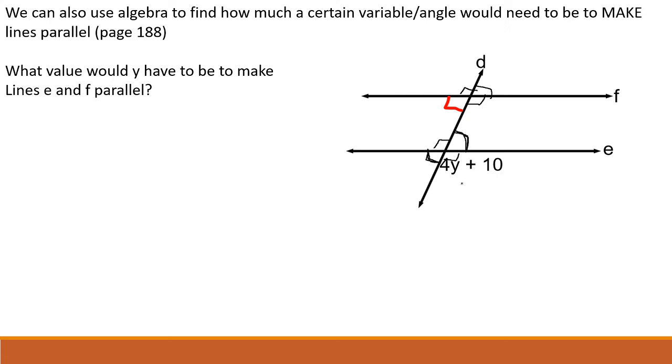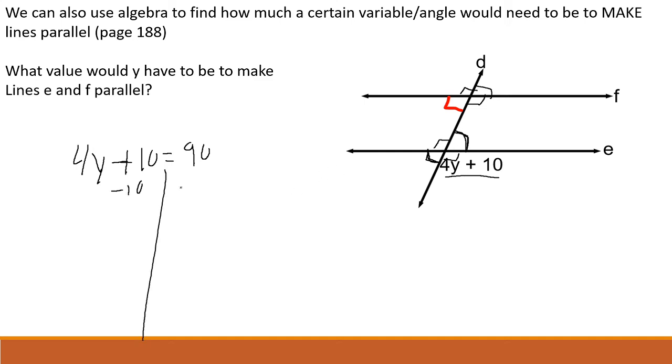So that means this has to be 90 degrees. Let's set it equal to 90 degrees: 4y plus 10 equals 90. Because this is what has to happen for these two lines to be parallel, because it's the perpendicular line converse. If the line up top is perpendicular to the transversal, the line on bottom has to be perpendicular to the transversal in order for them to be parallel.